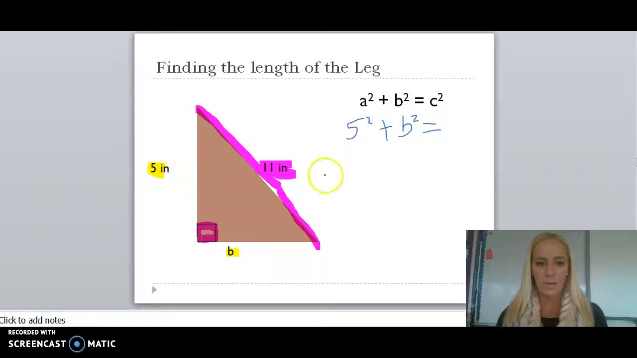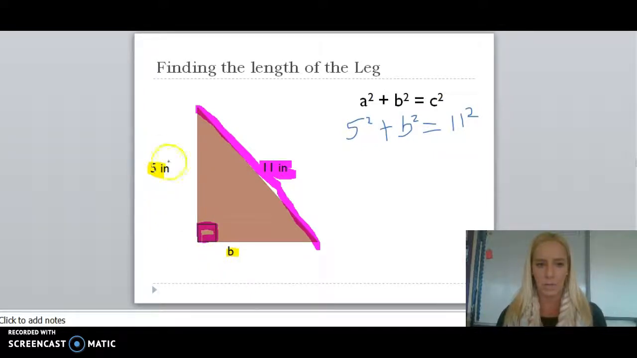Now a couple things that I want to point out here. If we were missing a instead of b, this process would be the same. So a and b are interchangeable, meaning I would do the same process if b was my known and a was my unknown.